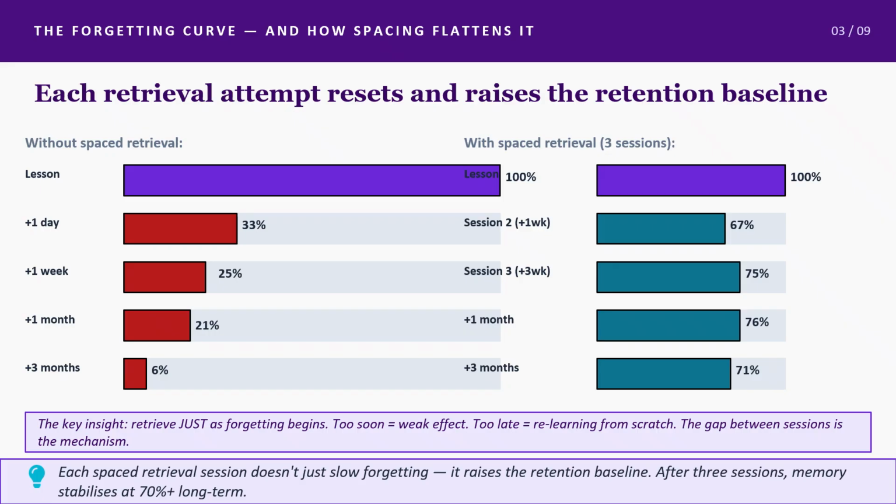The research on optimal spacing intervals tells us that the ideal gap grows over time. The first retrieval 1 or 2 days after learning, the second 1 to 2 weeks later, the third 3 to 4 weeks later. After that, monthly retrieval is sufficient to maintain high retention across a course. Each spaced retrieval session doesn't just slow forgetting, it raises the retention baseline. After 3 sessions, memory stabilizes at approximately 70% plus long term. That's the mechanism that you're designing your curriculum and your spaced practice for.